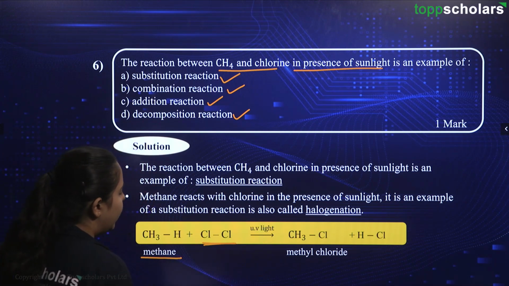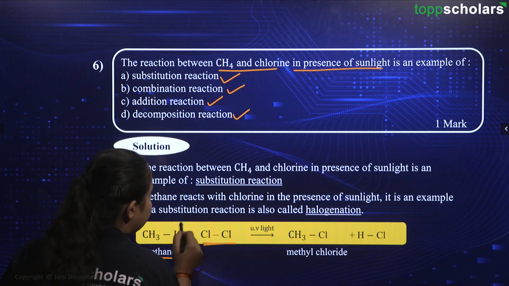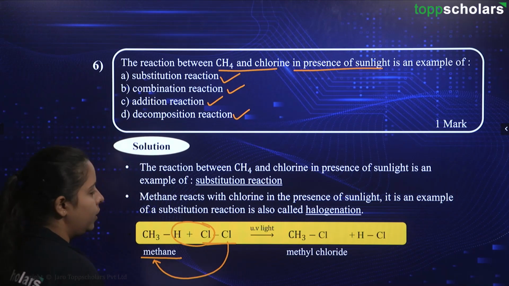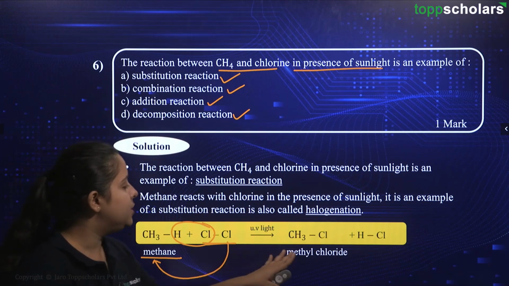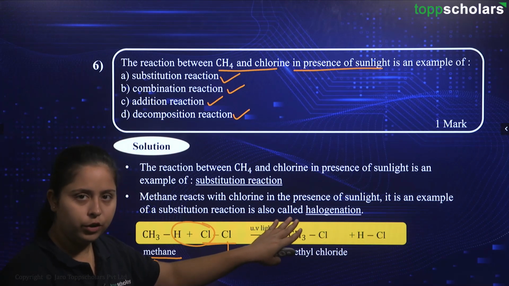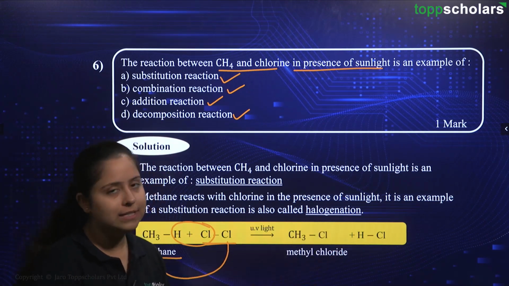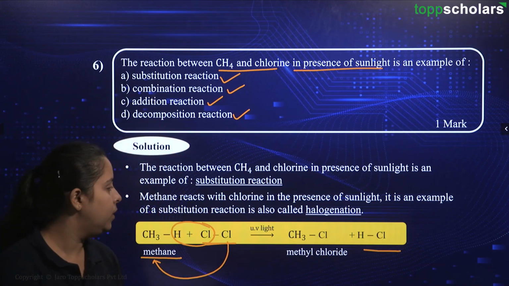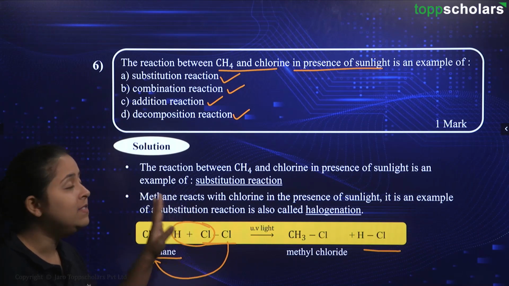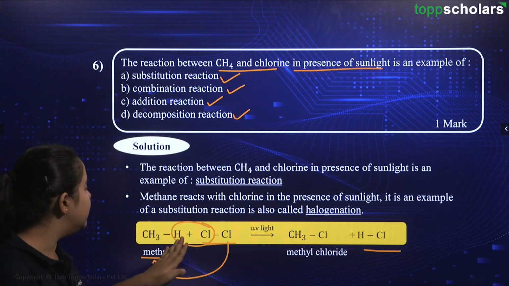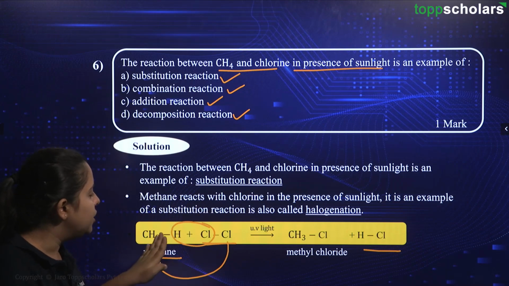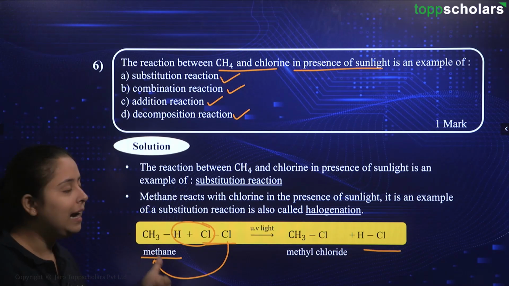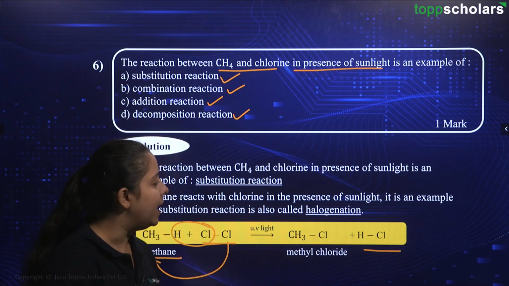Then we have UV light, and now these things will form one product and this thing will form another product. So we have CH3Cl, that is methyl for the methyl group, and chloride for the Cl atom, and along with it we have HCl production. So here we have substituted. In the presence of this H, we have the introduction of this Cl. So Cl is substituting the H atom. Hence, we have the formation of methyl chloride.